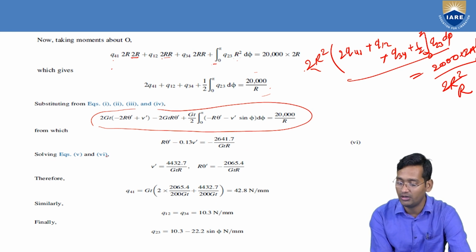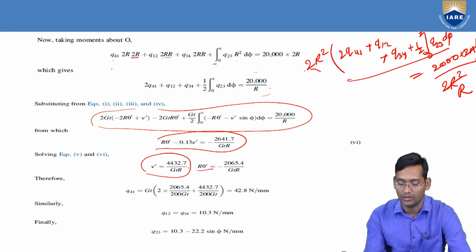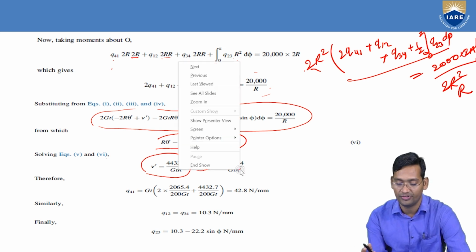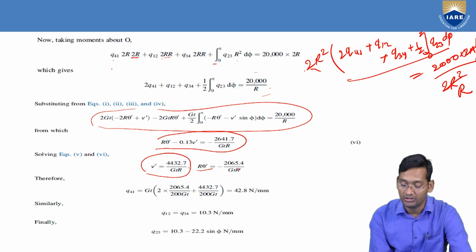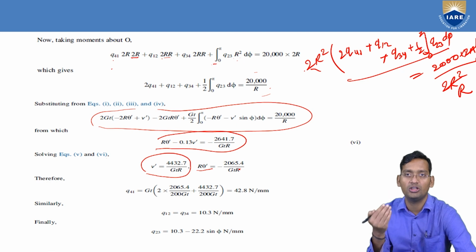Solving equation 5 and 6, you will get what? In terms of R theta dash, here you will get V dash. Once you have V dash, substitute here, right? You will get R theta dash value. You have to find the theta dash, then just divide it by this R square. So now you have theta dash, V dash and U dash already is 0. So substitute in all the 4 equations.